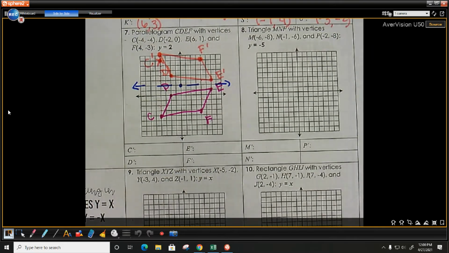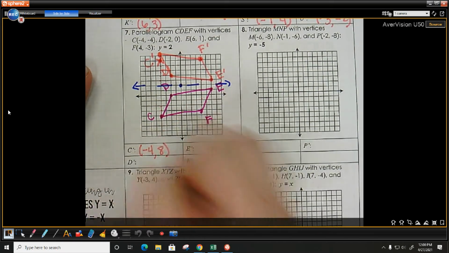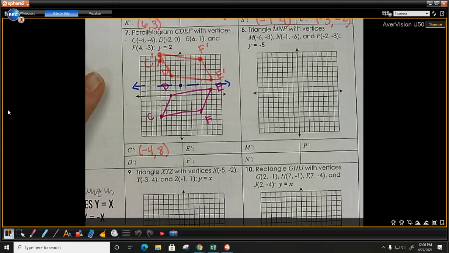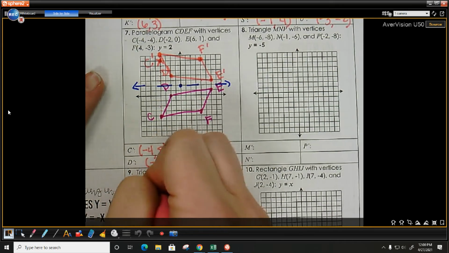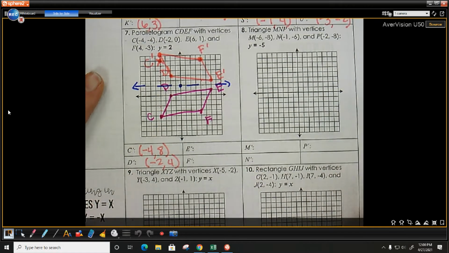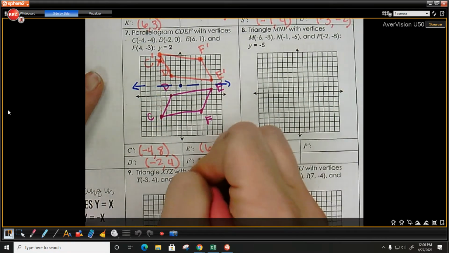So we're going to write our ordered pairs. C is negative 4, 8. This time the X values aren't changing, just the Y values are changing. So my D is negative 2, 4. My E is 6, 3. And my F is 4, 7.